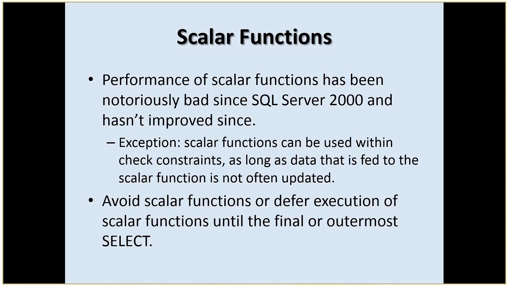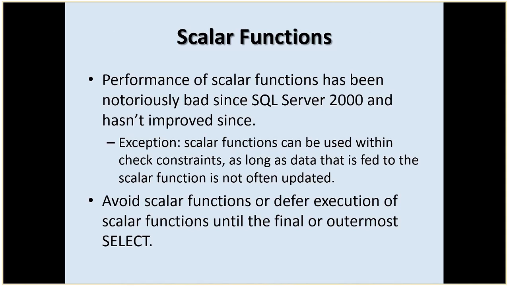So I think most people who've worked with SQL Server know that scalar function performance has stunk pretty bad since SQL 2000. It hasn't improved much since. The one exception to that I mentioned before was where you do a check constraint with the scalar function, provided that data doesn't get updated very often. That's not a place where it will necessarily kill your performance.